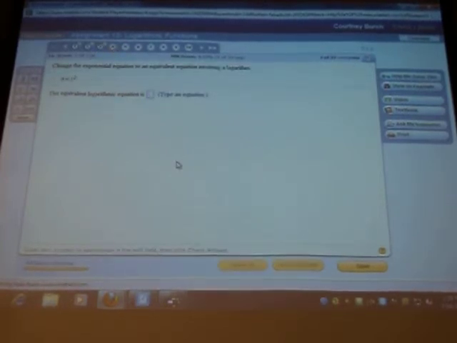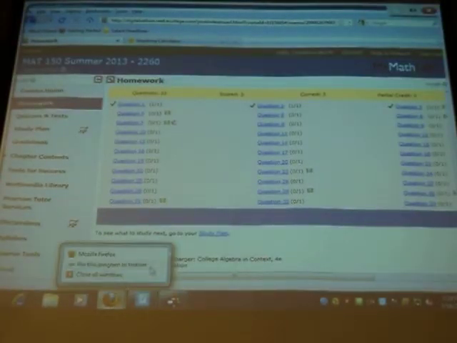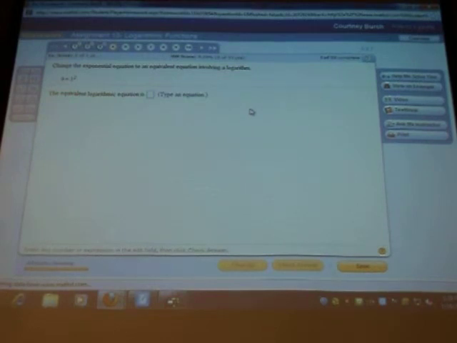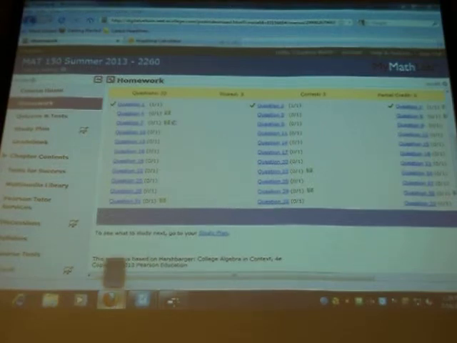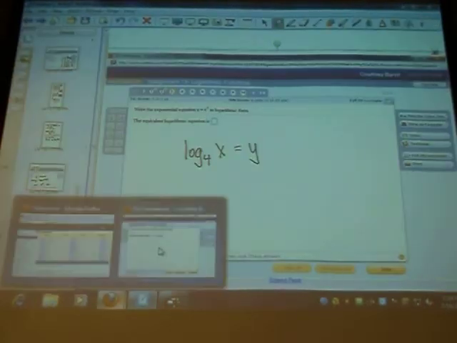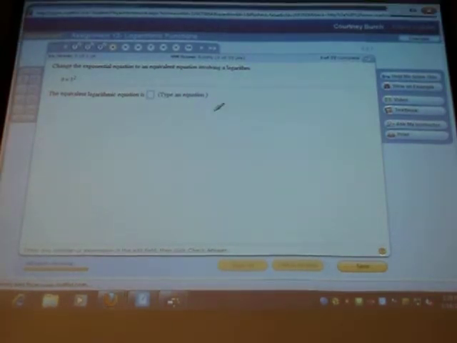Okay, what about number 4? 9 equals 3 to the second power. If I want to write it as a logarithmic equation, I know I'm going to have log.